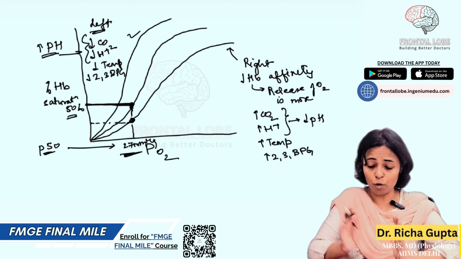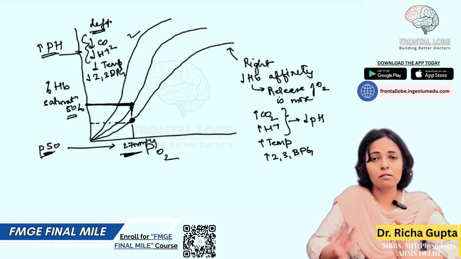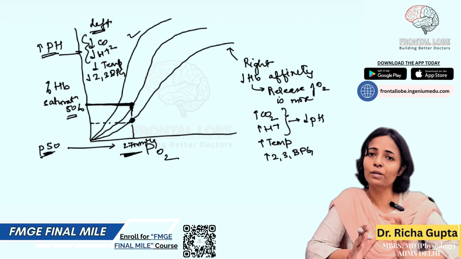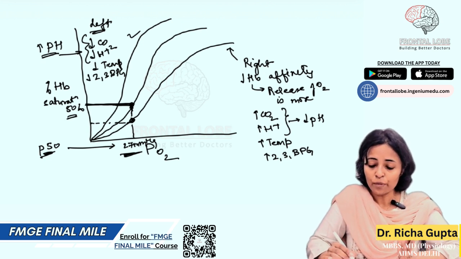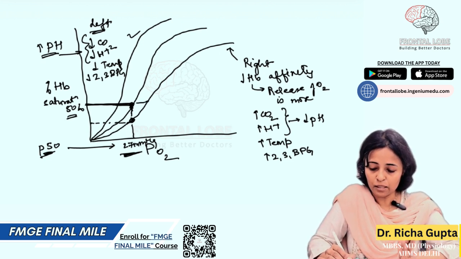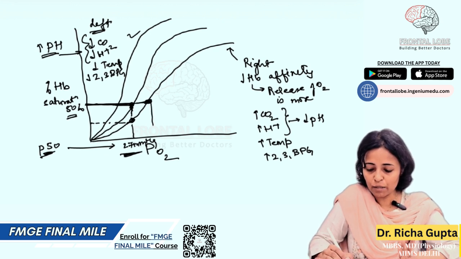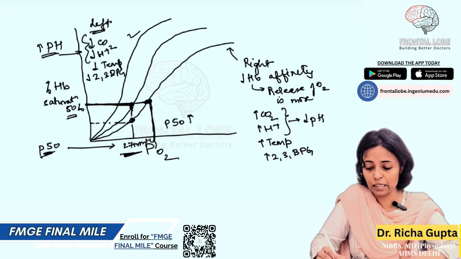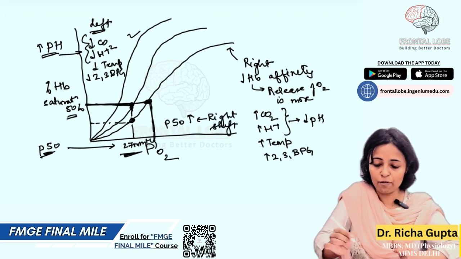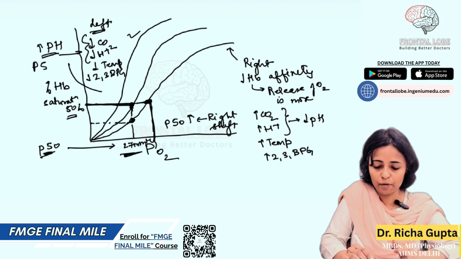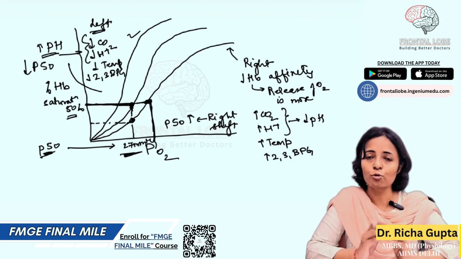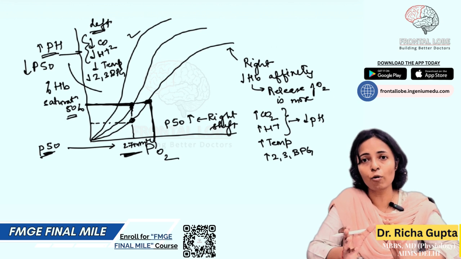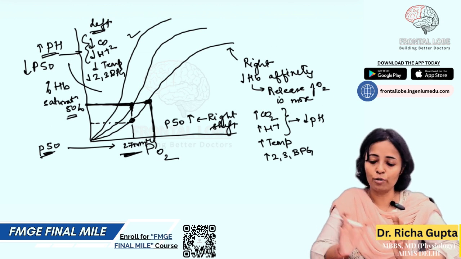Now P50, what we have seen, P50 is the partial pressure of oxygen at which hemoglobin is 50% saturated. Now this 50% you see here, for the right shift it has gone here. Just extend the line. That means the partial pressure of oxygen has increased. So P50 increases with right shift of the curve, and P50 decreases with left shift of the curve. So P50 increase is a sign of decreased affinity of hemoglobin to oxygen.